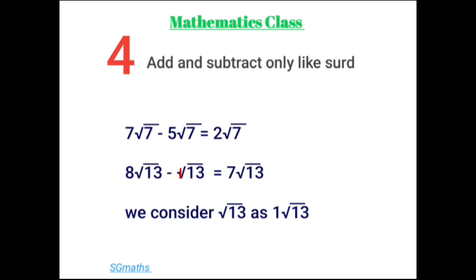Okay, then you put the 1 if you like. You can put the 1. But always note that when there is nothing outside, there is 1 there. So 8 minus 1 gives us what? 7, and that's how we have 7 root 13. So we consider root 13 as 1 root 13. Please take note of that.